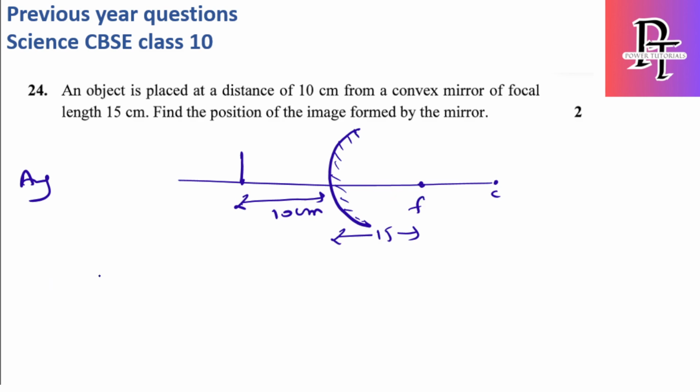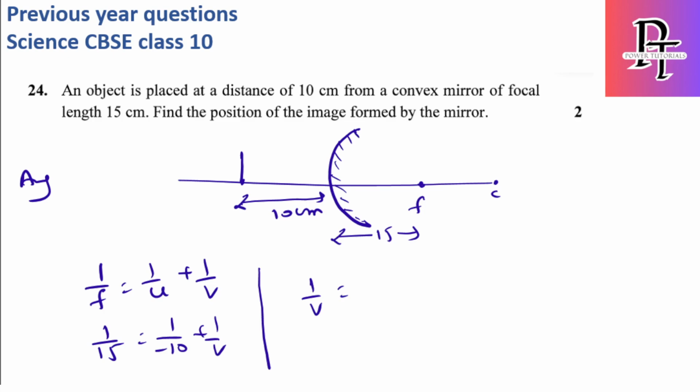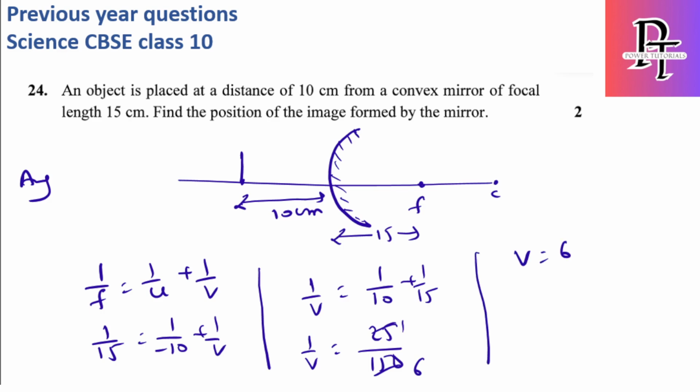Let's find it. The mirror formula is 1 by f is equal to 1 by u plus 1 by v. 1 by f for a convex mirror is on the right side, so 1 by 15 is equal to 1 by u, and u is on the left side, so it is 1 by minus 10 plus 1 by v. So 1 by v, if you move 1 by 10 and 1 by 15 to one side, becomes 1 by 10 plus 1 by 15. So 1 by v is equal to 25 by 150, which is 1 by 6. So v is equal to 6 centimeters.